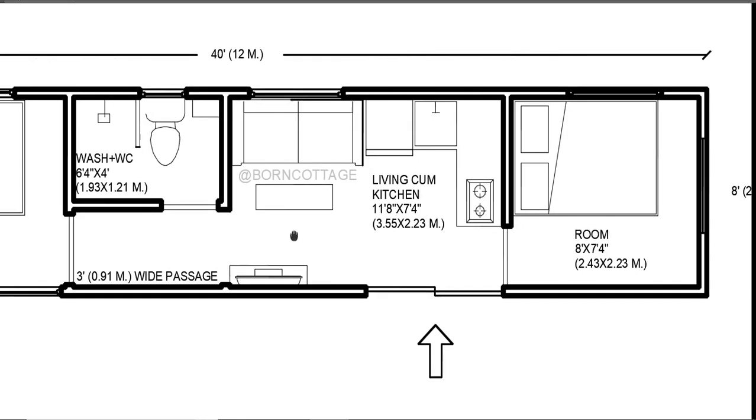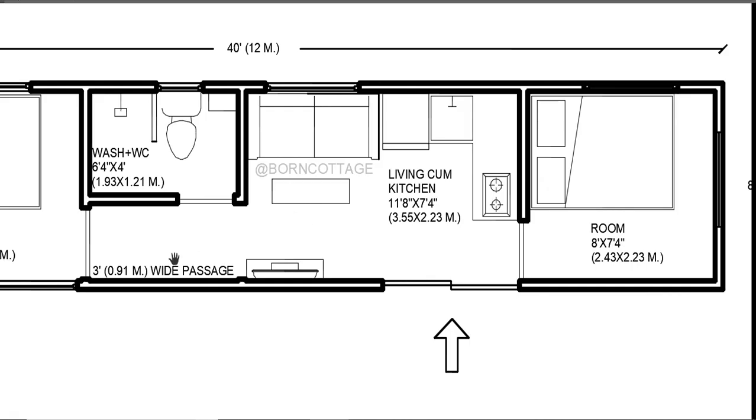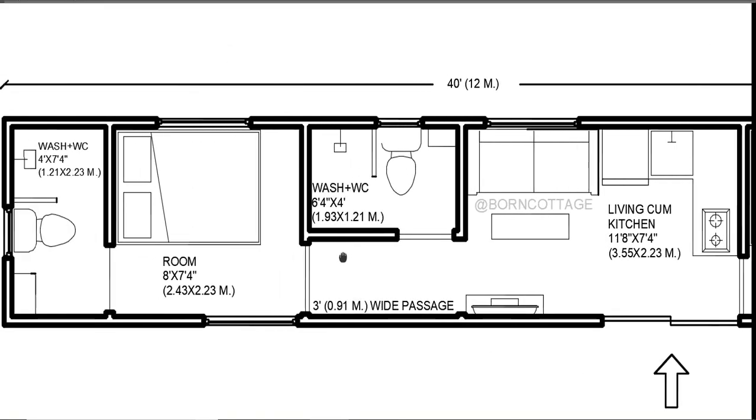After that we will go on the left side, so we have a 3 feet, in meter 0.91 meter, wide passage here, and on the right side we have a common use washroom plus water closet. You can see here the wash basin, water closet and the shower area, and we have a ventilator for ventilation of this washroom.